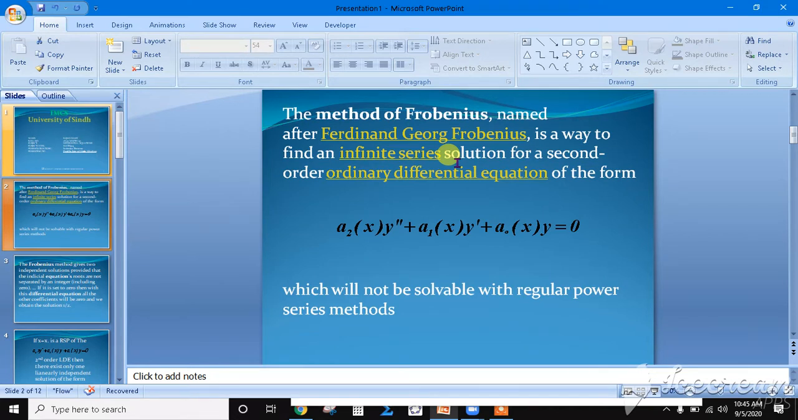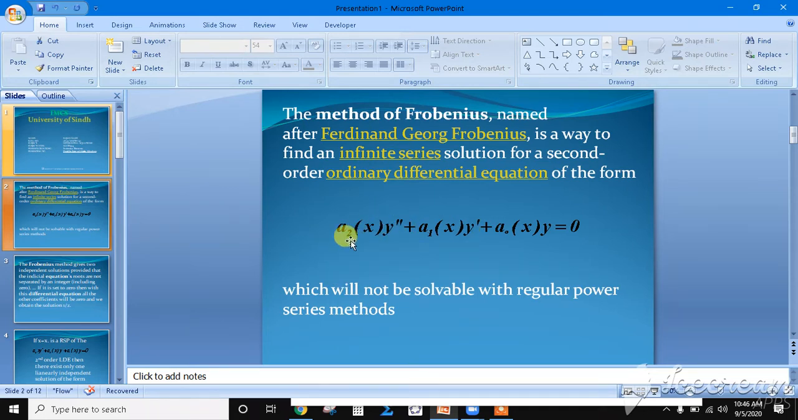find an infinite series solution for a second order ordinary differential equation, not partial, of the form a2(x) y double prime plus a1(x) y prime plus a naught(x) y is equal to 0. This is the second order ordinary differential equation, and a2(x), a1(x), and a naught(x) are coefficients, which will not be solvable with the regular power series method. So this equation can't be solved by the regular power series method.